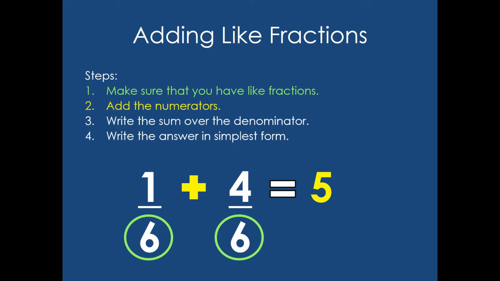Third step, write the sum over the denominator. You're just going to copy the same or like denominator, which is 6. So the answer is 5 over 6. Writing the simplest form is only needed if your fraction can be simplified. So 5 over 6 is already the simplest form.